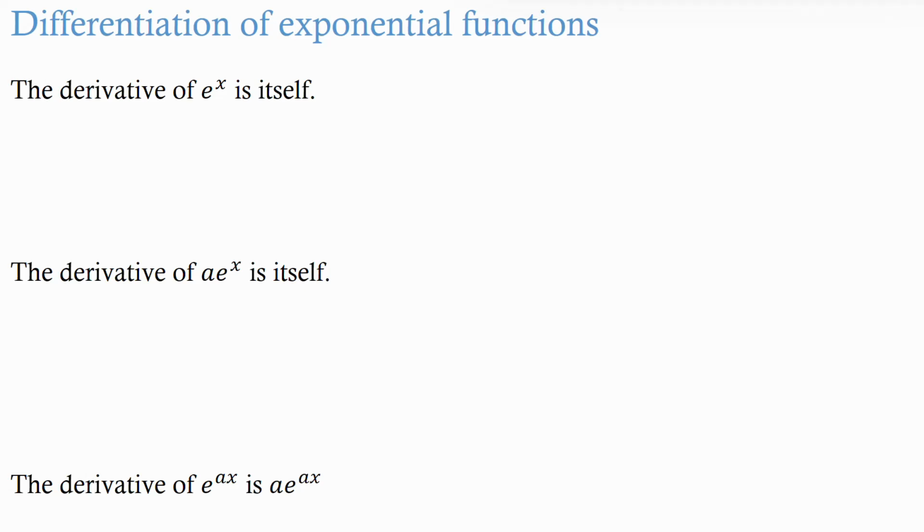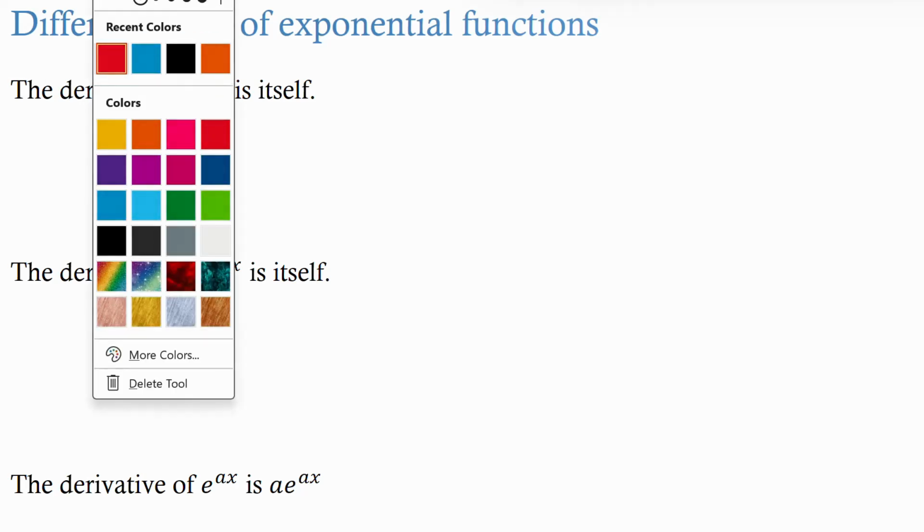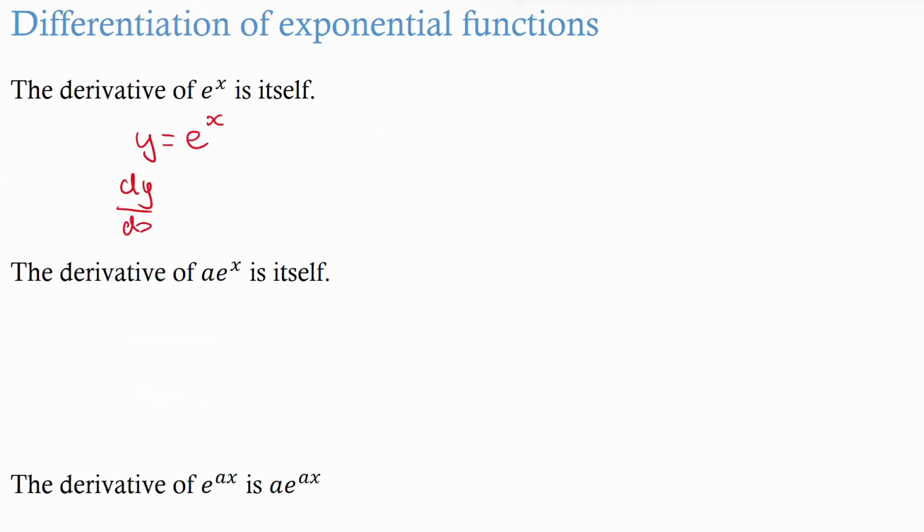So if I go to differentiate e to the power of x, so that means I've got y equals e to the power of x. I go to differentiate it. As it said in the text, the derivative of e to the x is itself. So what that means is dy/dx equals e^x. Nothing changes, it is itself.